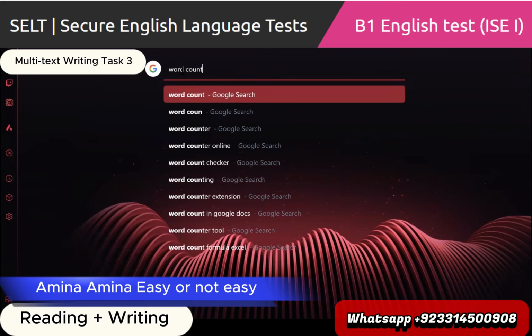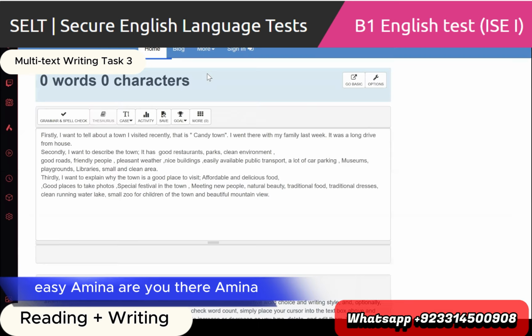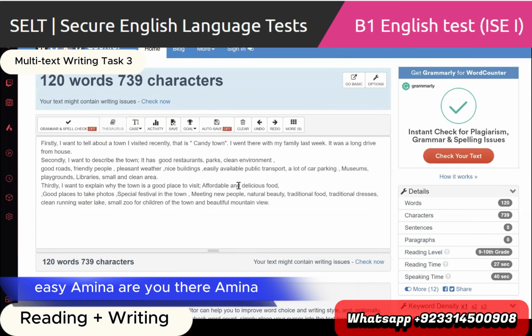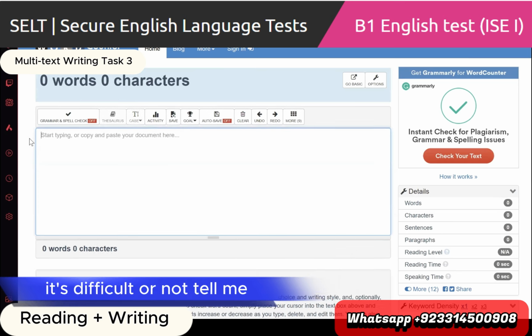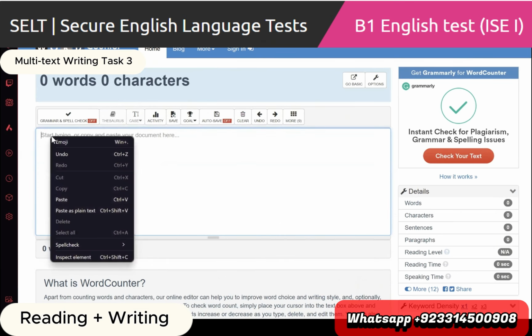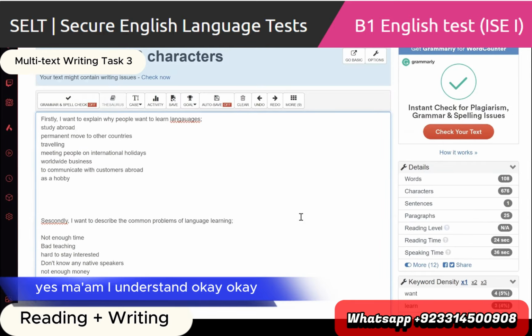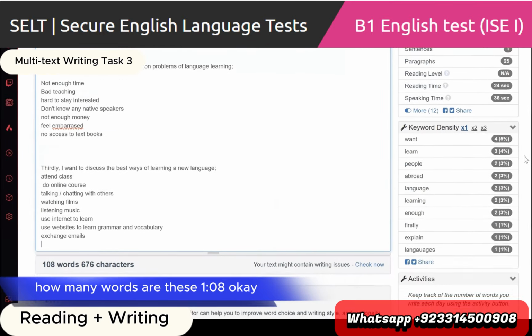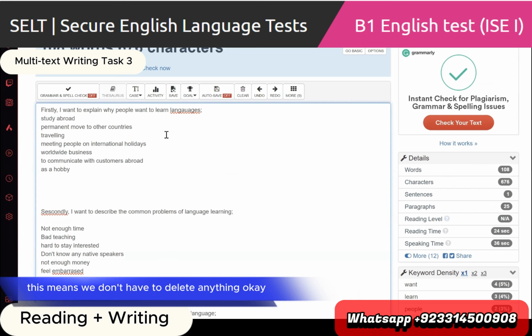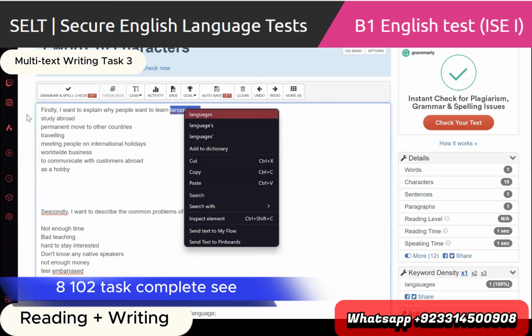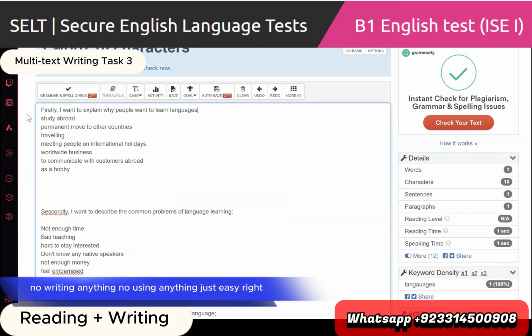Amina, easy or not? Amina, are you there? Yes, ma'am, I'm here. Is it difficult or not? Tell me. I understand. Okay. How many words are these? 108. Okay, this means we don't have to delete anything. Words? 108. Yeah, cool. Task complete. See, no writing anything, just easy.